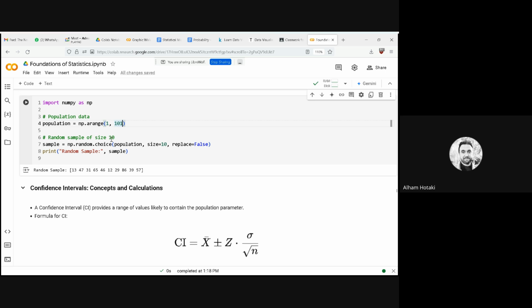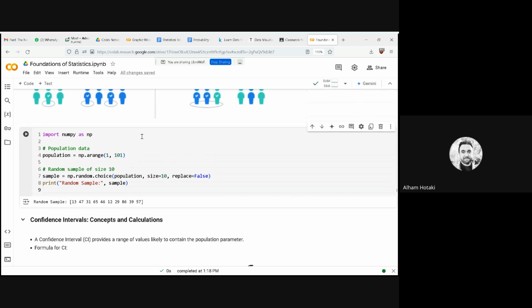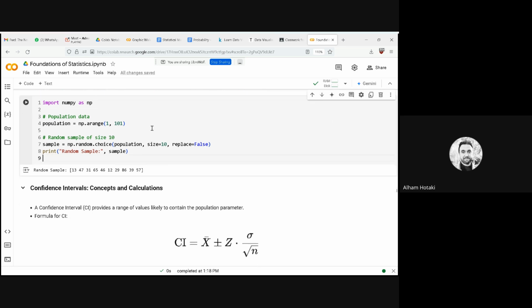So this is a random choice: np.random.choice, population, size 10, replace false. Look at this, this is just a sample. Randomly you selected 10 values from this population. This is the random selection of a sample from the population, and the computer does this for you. This is how Python is good, and Python helps you whenever you are having problems. See how it works.